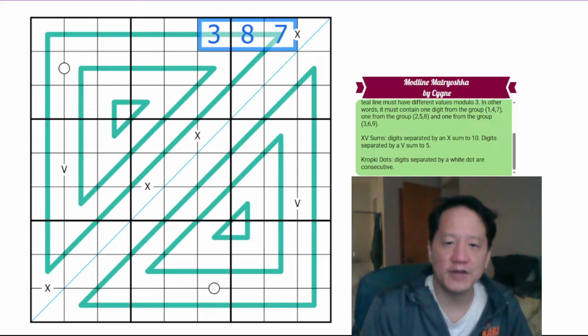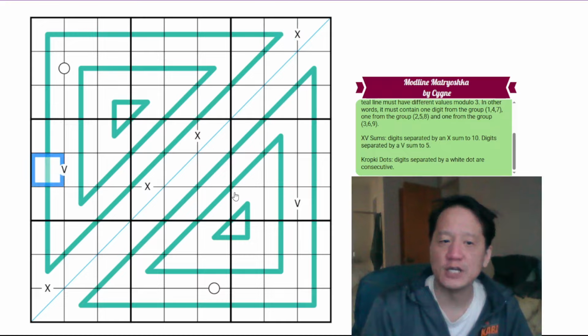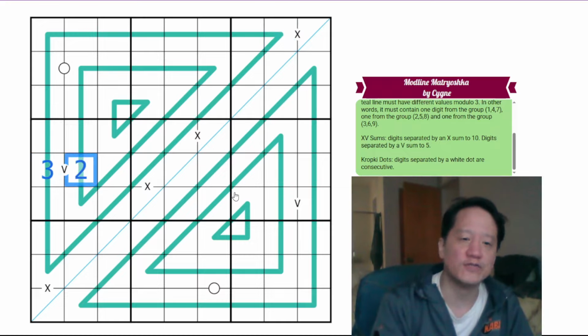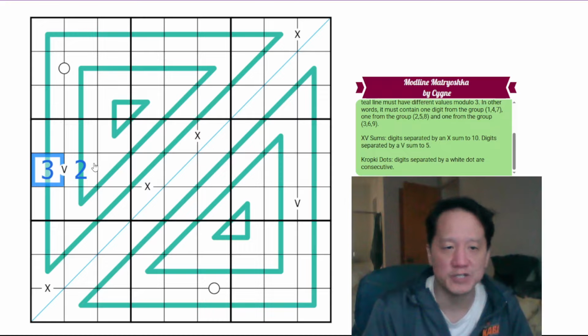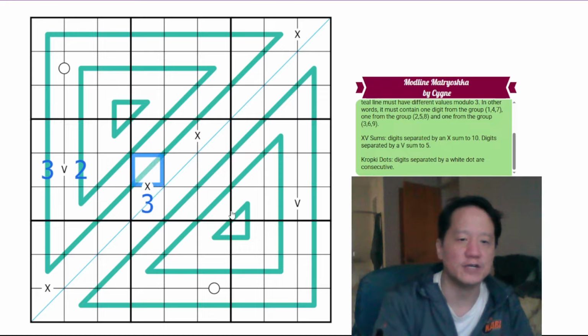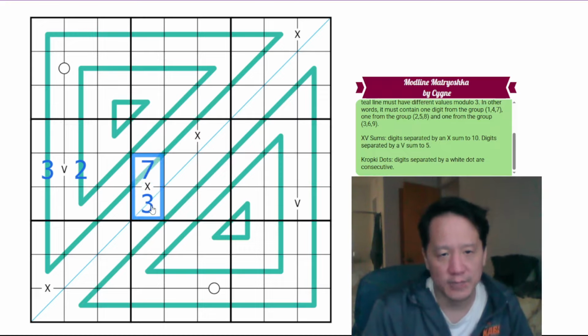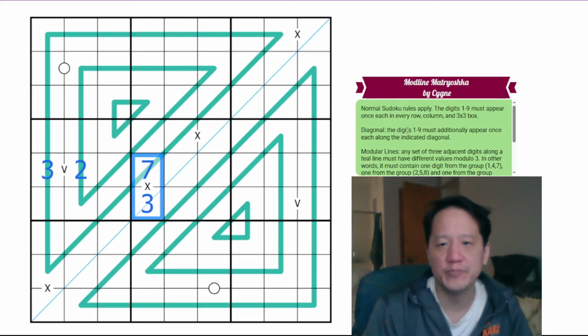We also have XV sums, where digits separated by an X sum to 10 and digits separated by a V sum to 5. So for example, say this was a 3, then this would have to be 2, because these two digits must add up to 5 because there's a V in between them. And say this was 3, and this would be 7 then, because these two digits must add up to 10 because there's an X between them.